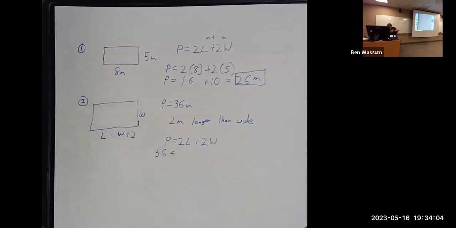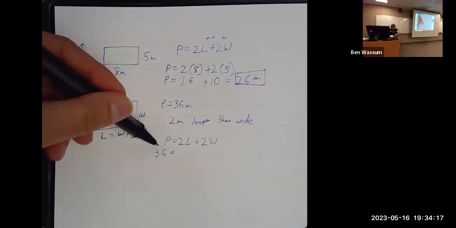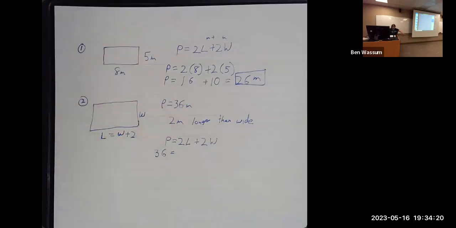A useful thing to know in algebra is that if you have one equation and only one variable, you can solve it. Because if I have 36 equals 2L plus 2W, what is that? If the width was 1, we could figure out what the length was, no problem, right? But what if the width was 2? What if the width was 3? What if the width was 4, etc.? But if we have one variable, we can actually solve for that variable.